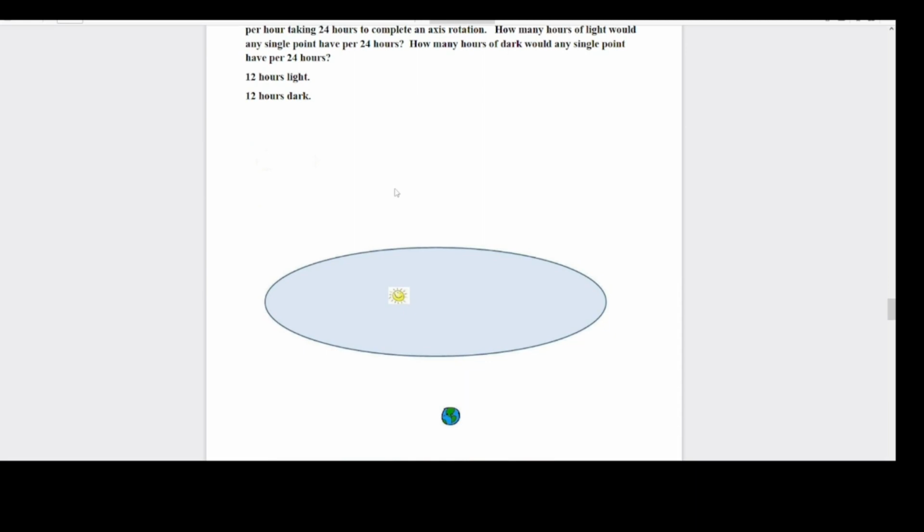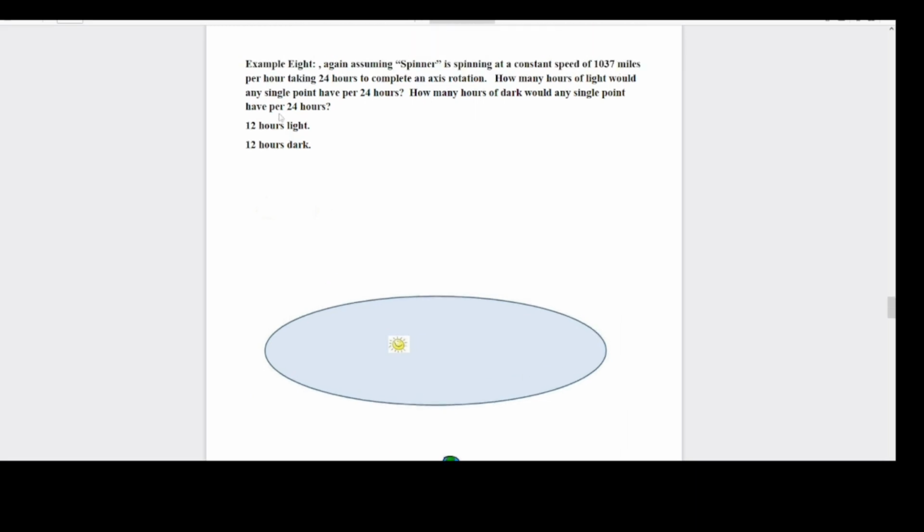Now here, Bruce has put the globe Earth way out here, maybe another few million miles away. No, let's say another 60 million miles away from where it's supposed to be. So example 8, again assuming the spinner is spinning at a constant speed of 1037 miles per hour, taking 24 hours to complete an axis rotation. How many hours of light would any single point have per 24 hours? How many hours of dark? And again, it's 12 hours of light, 12 hours of dark.